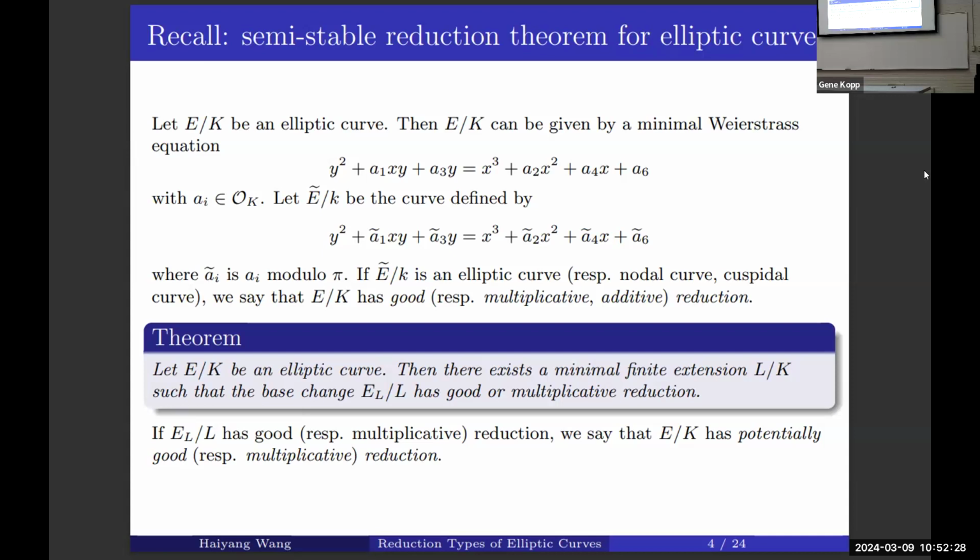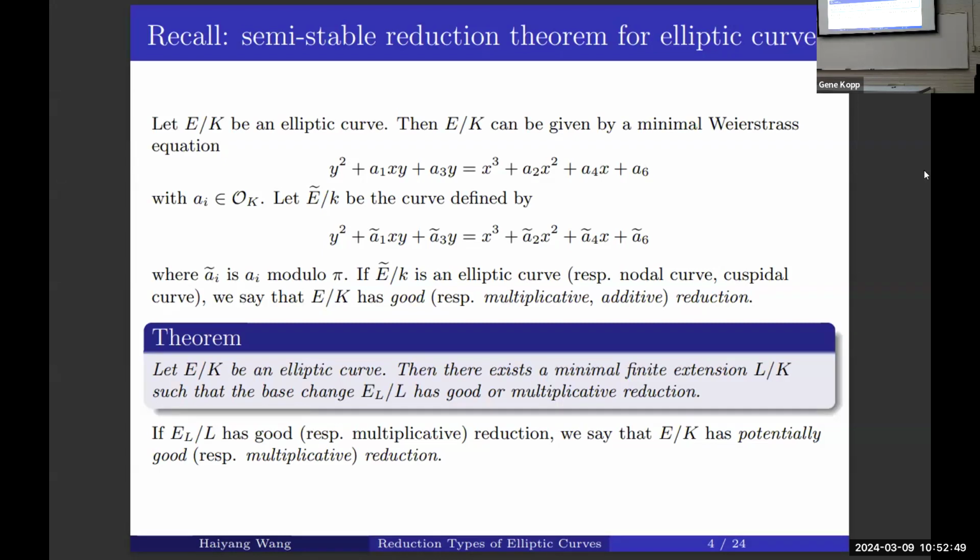We can define E tilde over little k to be the curve defined by the above equation modulo pi. If E tilde over little k is an elliptic curve, respectively a nodal curve, a cuspidal curve, we say that E over K has good, respectively multiplicative, additive reduction.